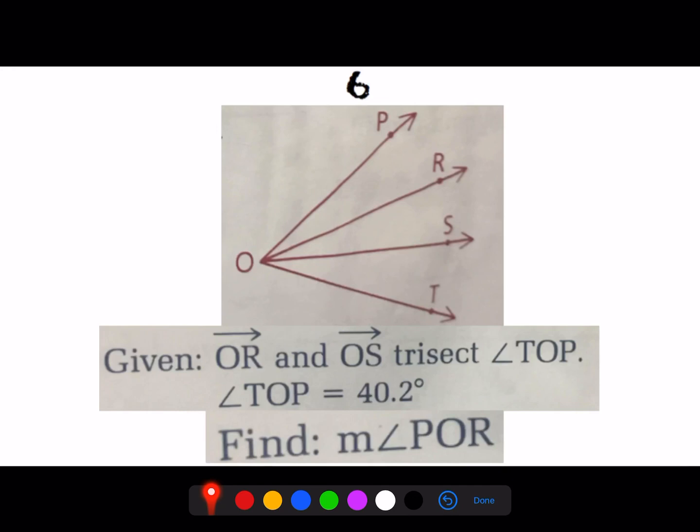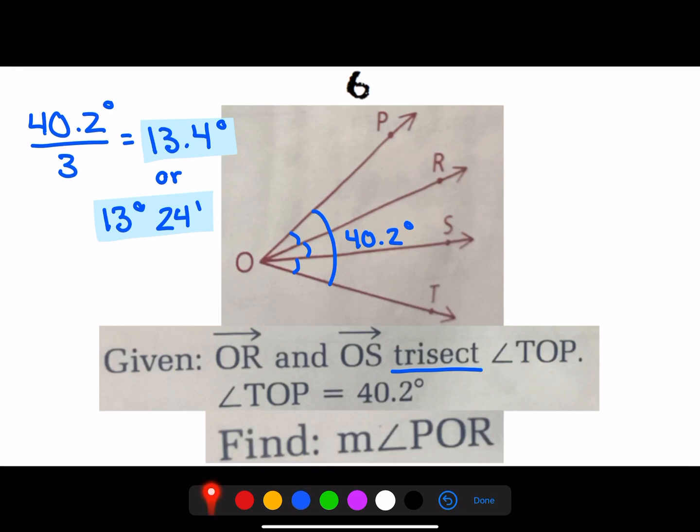So, for this problem, if I know angle TOP, the whole thing, is equal to 40.2 degrees, and I know that ray OR and ray OS are dividing rays because they are trisecting our angle, meaning that's cutting into 3 pieces, then I can take that 40.2 degrees and divide it by 3, because it's being cut into 3 equal pieces here. Well, that will give me 13.4 degrees per angle. So each of these angles is 13.4 degrees.